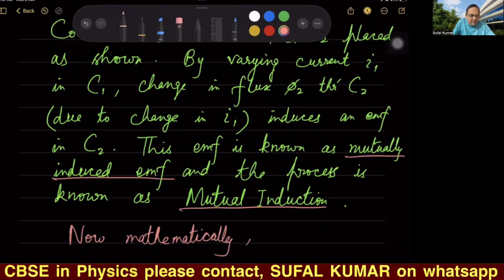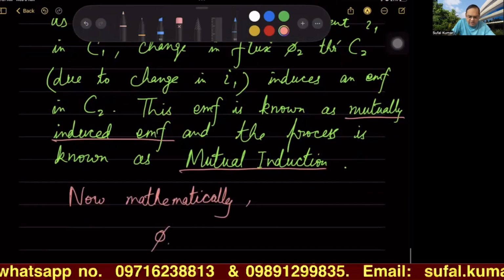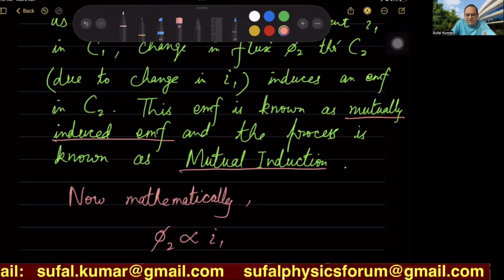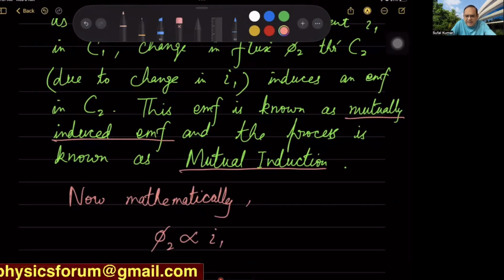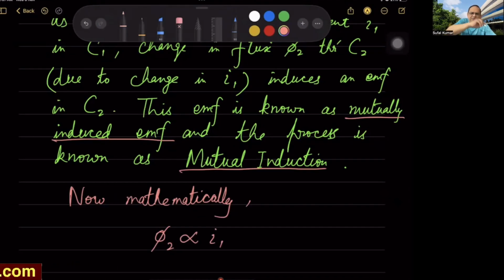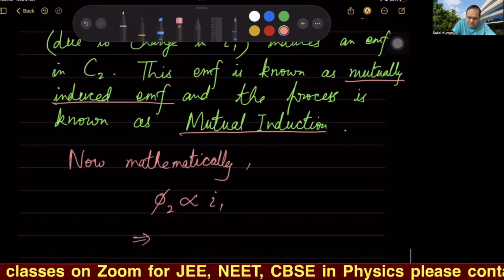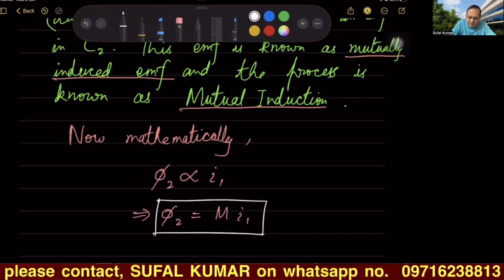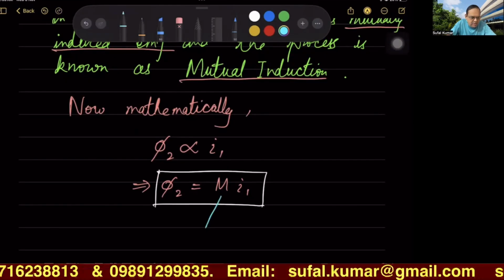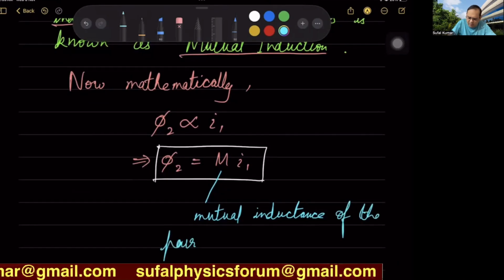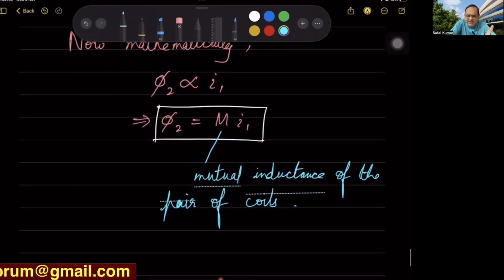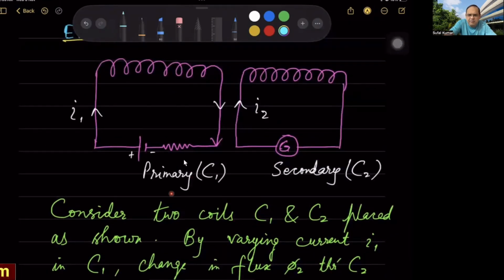Now mathematically, phi2 is proportional to I1. That means flux for the second coil will be directly proportional to current in the first coil. Notation 1 is being used only for primary here, and 2 is the secondary coil. It implies that phi2 is equal to M I1, where M is called the mutual inductance of the pair of coils. Here C1 is the primary and C2 is the secondary coil.